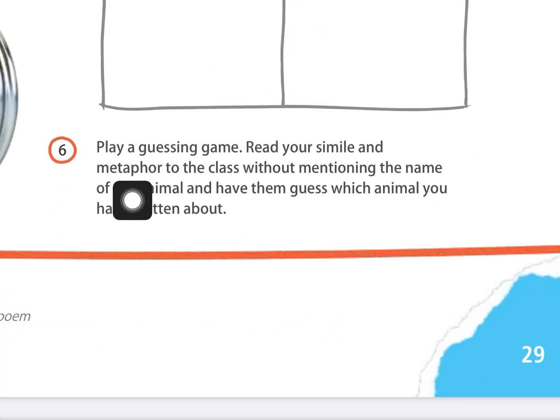Then we are going to play a little game where our classmates have to guess. They have to give me the answer: what is my animal, what is my creature if you want. Read your simile and your metaphor to the class without mentioning the name of the animal and have them guess which animal you have written about.